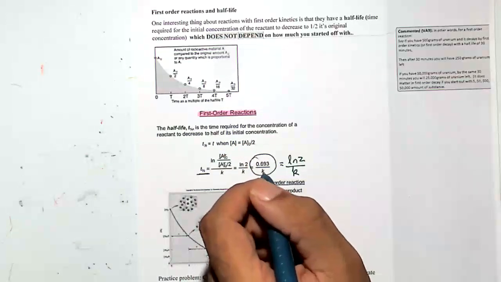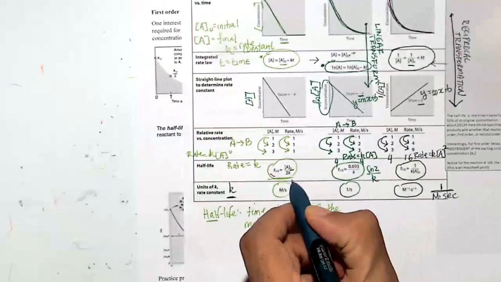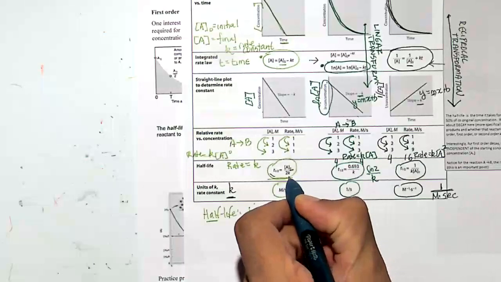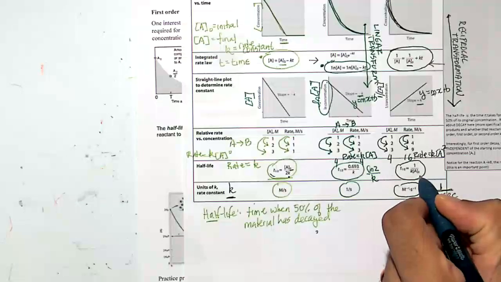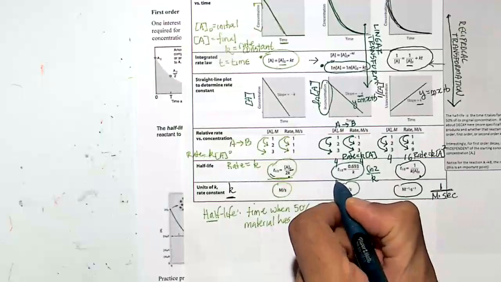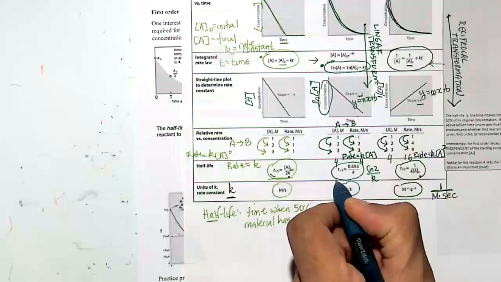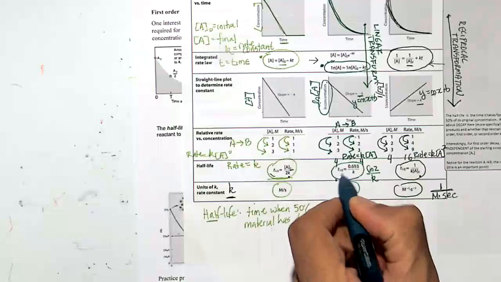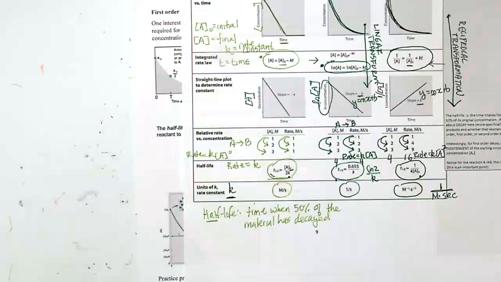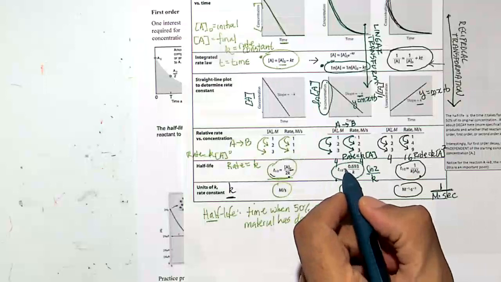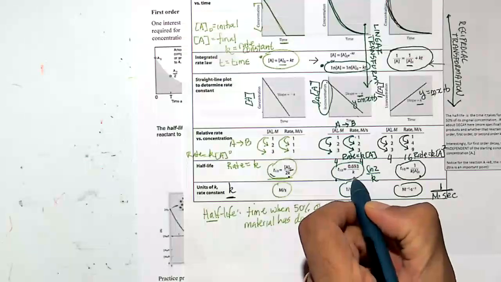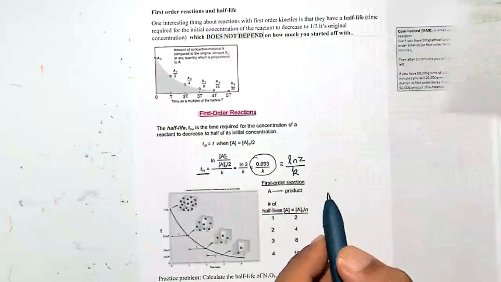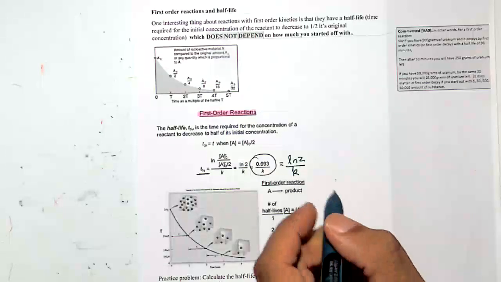But what you see is missing here is that it doesn't matter how much you start off with. Here, your half-life depends on how much quantity you start off with. For first order decay, very peculiar, your half-life doesn't matter if you start out with 1,000,000 grams or 1 microgram. Whether you start off with a lot or a little, it's always going to be natural log of 2 over the rate constant. That is a very peculiar thing about first order decay.